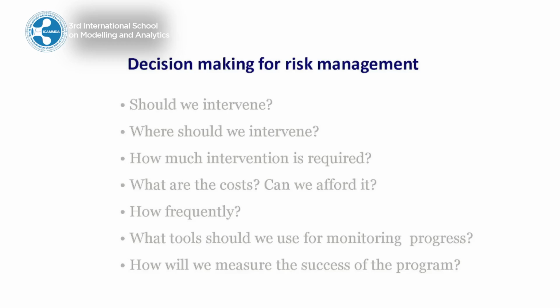Now, decision making for risk management. Should we intervene? Then where should we intervene? Where should we start the intervention? How much intervention is required? These are things that the decision makers are thinking about. Modeling can help us in this. What are the costs? What will it cost us? If you are deploying an intervention in a particular location, can we afford it? That's what the decision makers are thinking about.